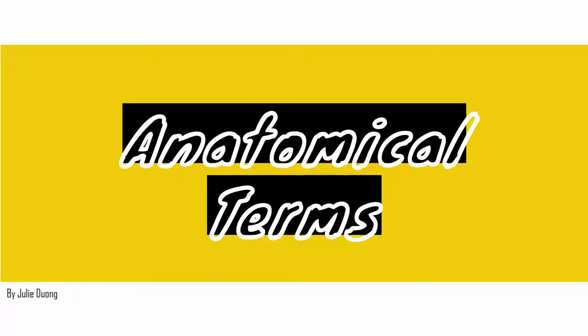Hi everyone! Today we will be discussing medical terminology regarding anatomical terms. You'll use these terms a lot when you're writing your medical notes, and they're primarily used to describe things on the body. So you can describe where a mole is located on the skin, and overall it's just going to be really important, so let's get on to it.